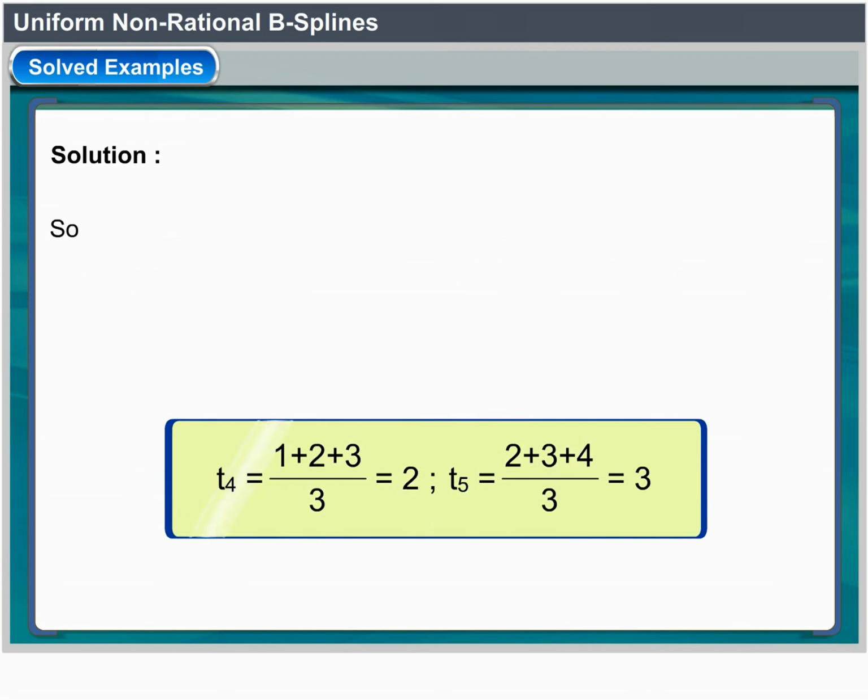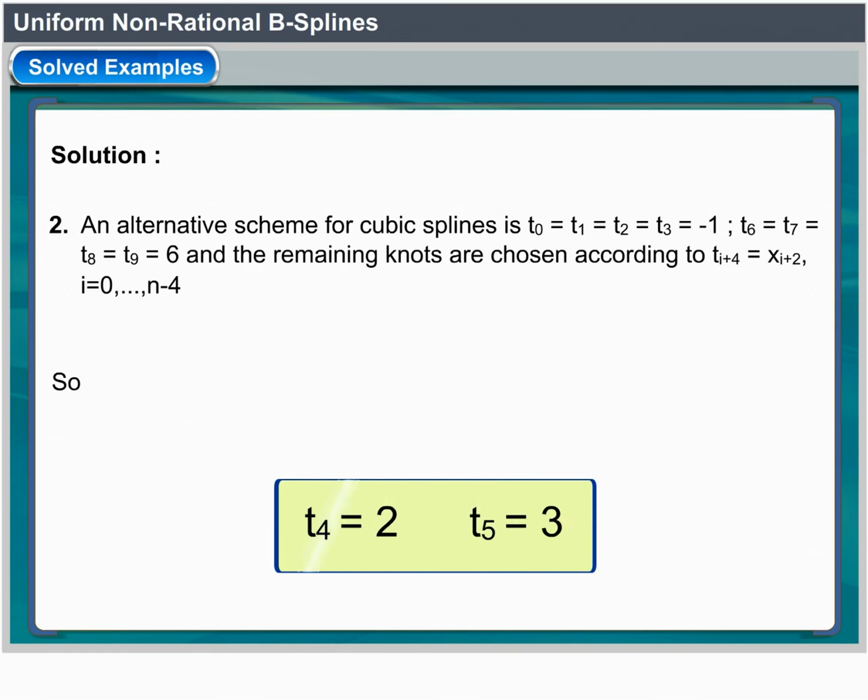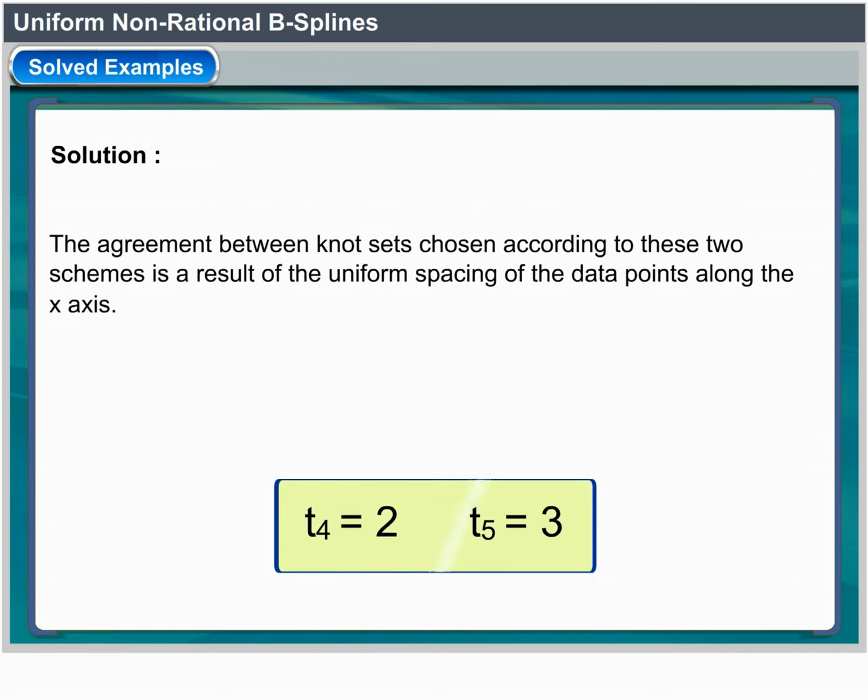An alternative scheme for cubic splines is T0 equals T1 equals T2 equals T3 equals -1 and T6 equals T7 equals T8 equals T9 equals 6, and the remaining knots are chosen according to t_{i+4} equals x_{i+2}, for i equals 0 going up to n-4. So T4 equals 2, T5 equals 3. The agreement between knot sets chosen according to these two schemes is the result of the uniform spacing of the data points along the x-axis.